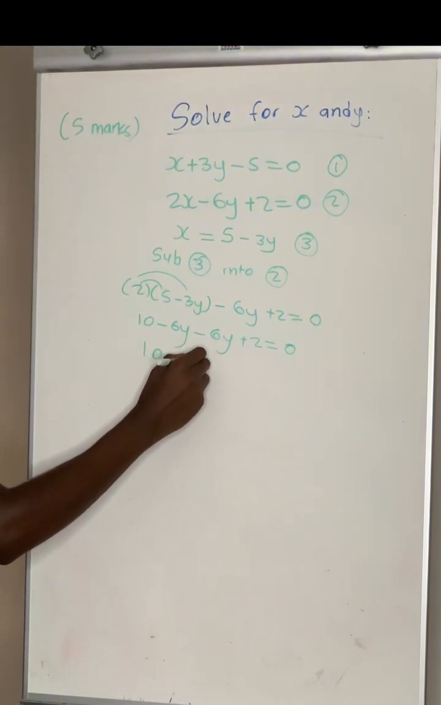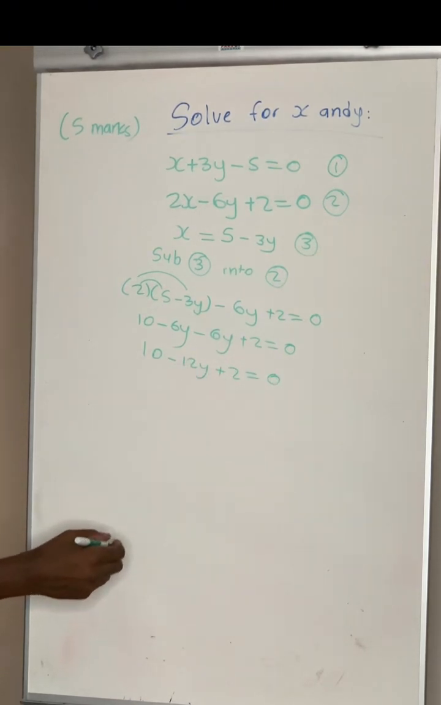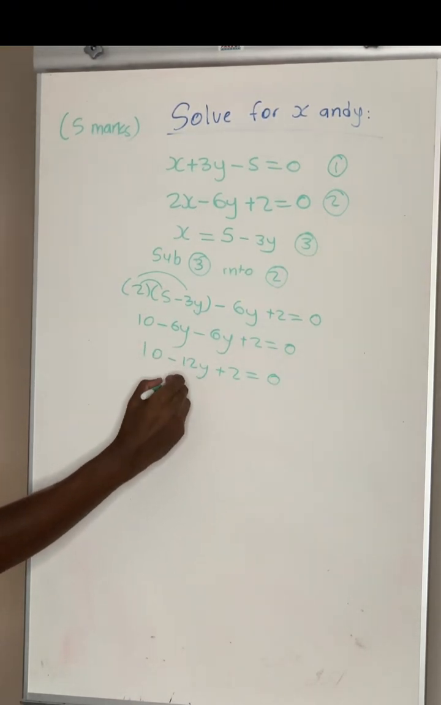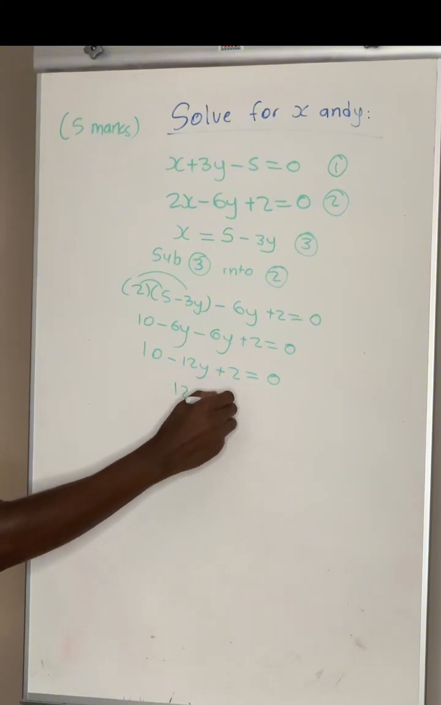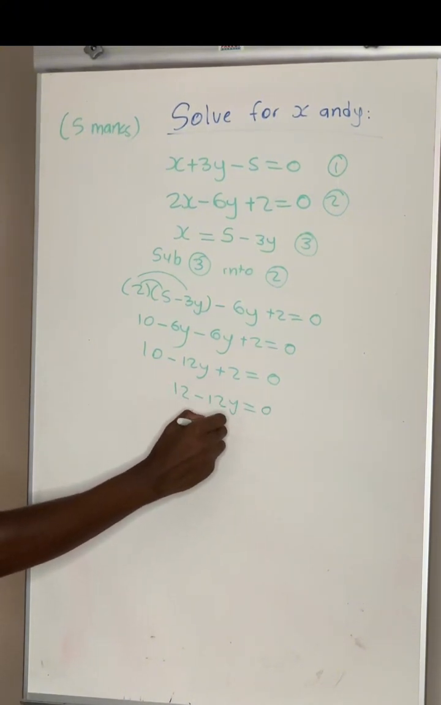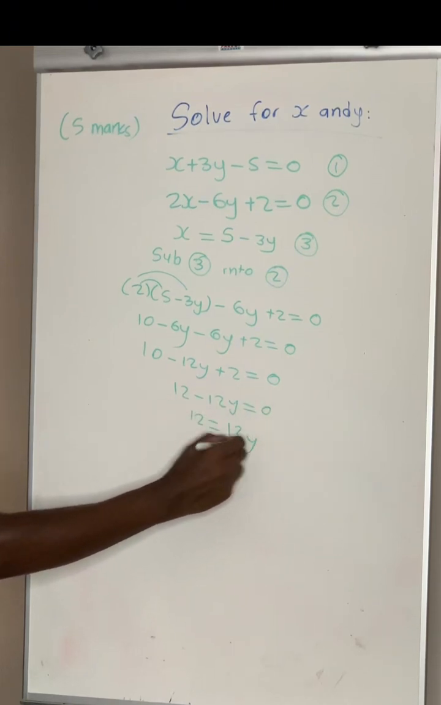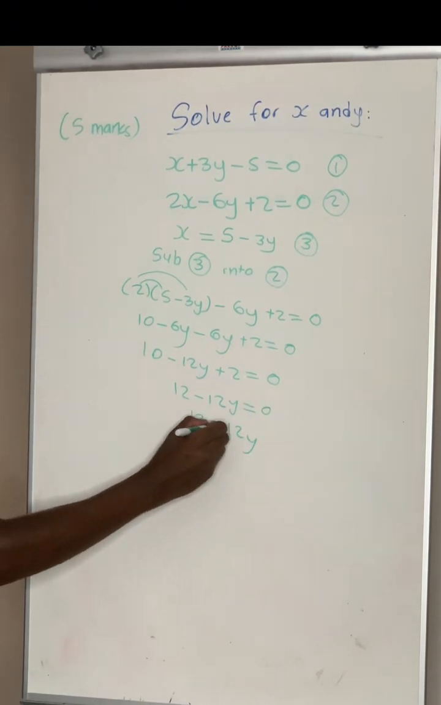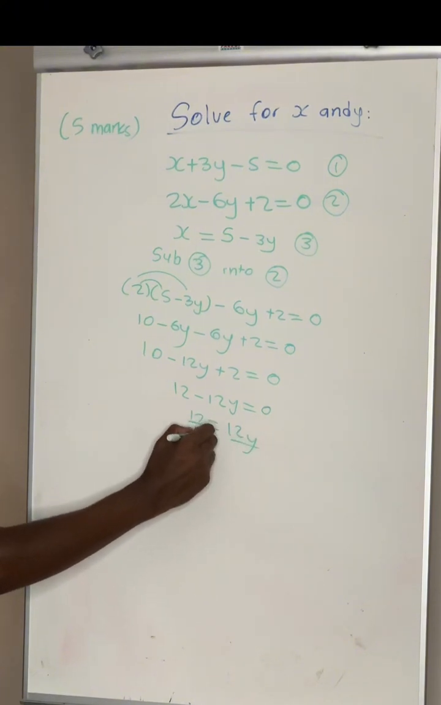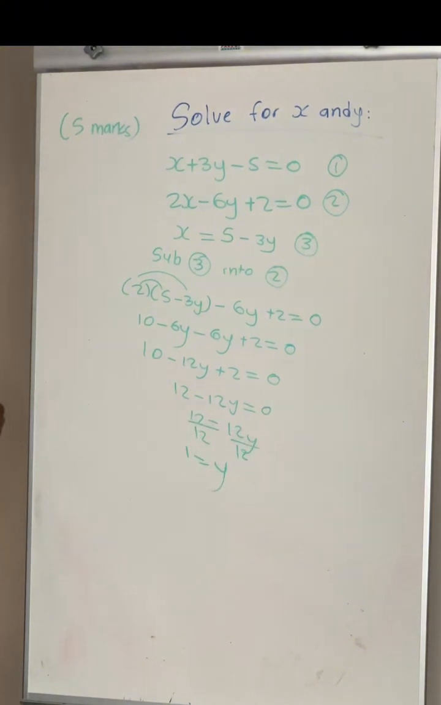10 minus 12y plus 2 is equal to 0. 10 plus 2, that is 12. Minus 12y is equal to 0. 12 is equal to negative 12y across the equal sign is going to be positive 12y. Divide by 12 on both sides. 1 is equal to y.